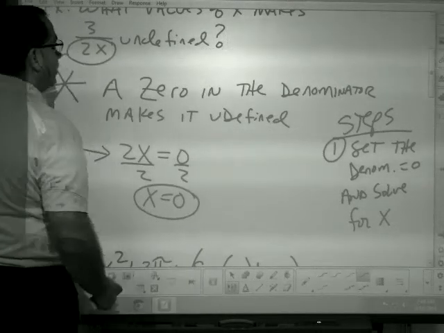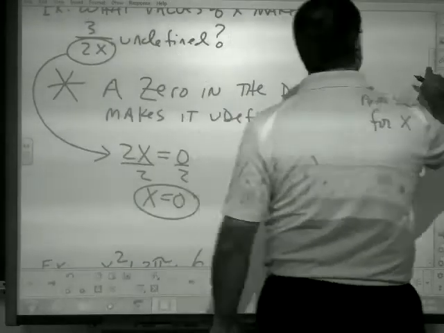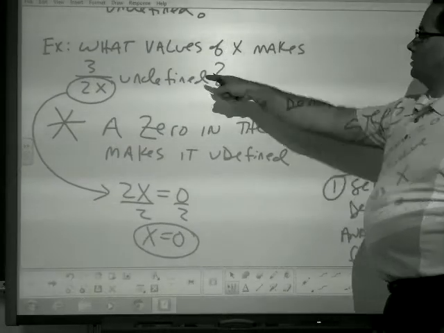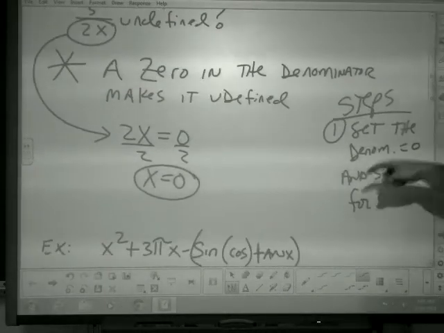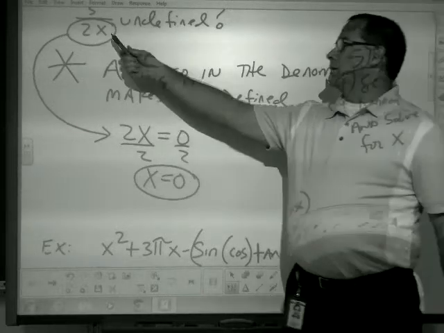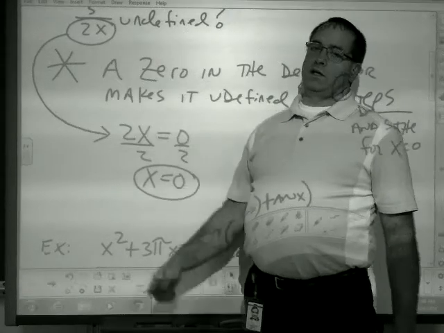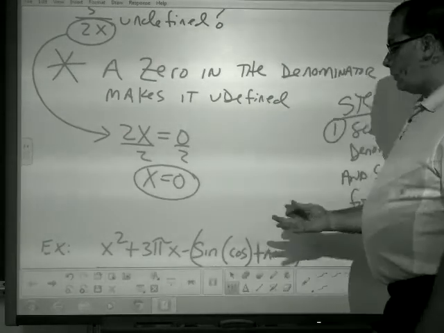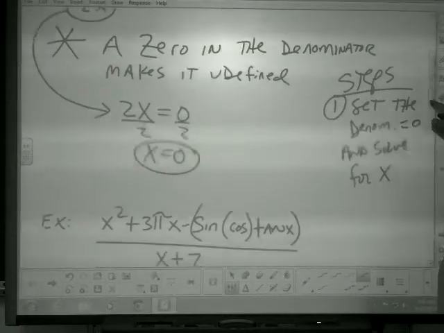So the question said, what values of x make that undefined? When x is 0, it's undefined, because 0 times anything is 0. Let's take a look at another example.